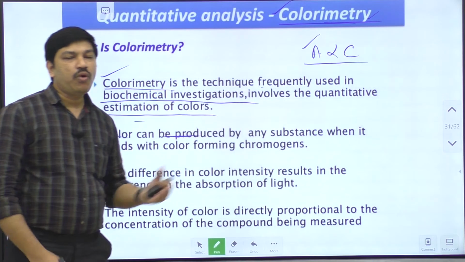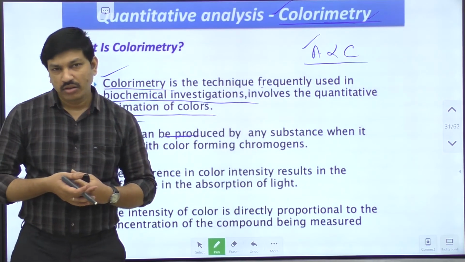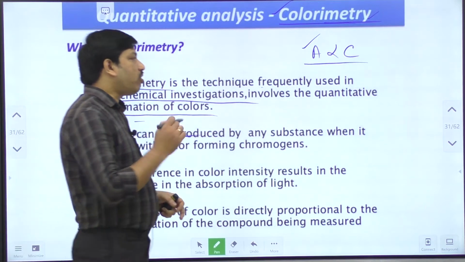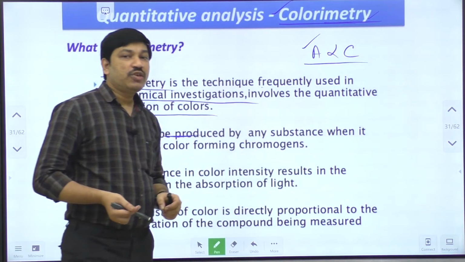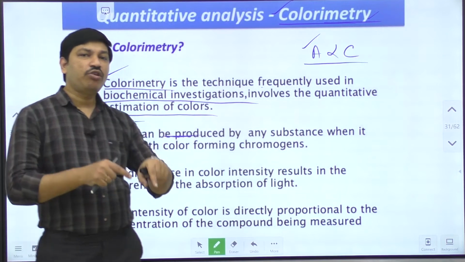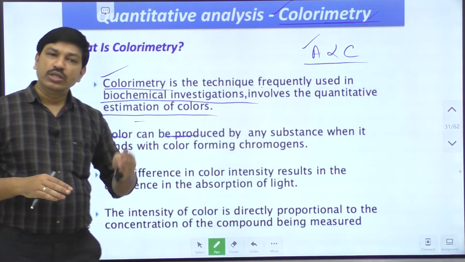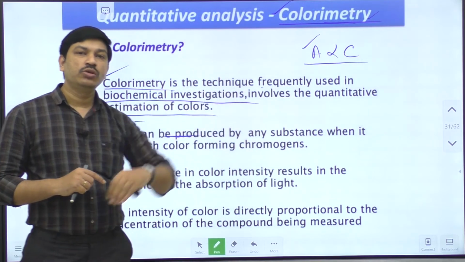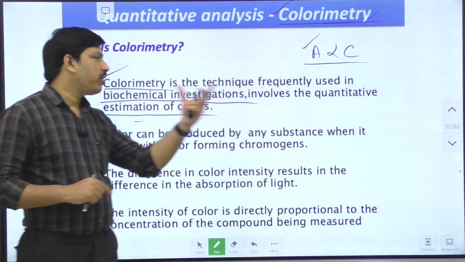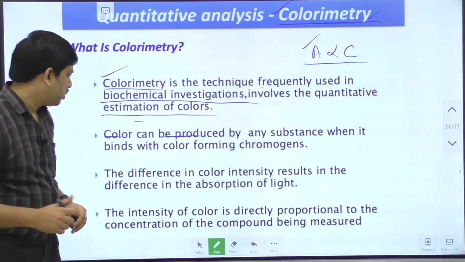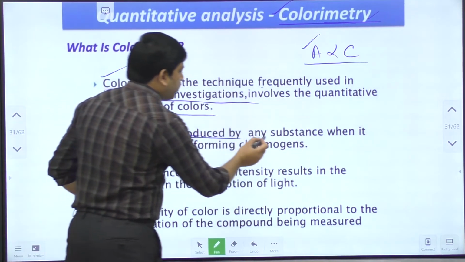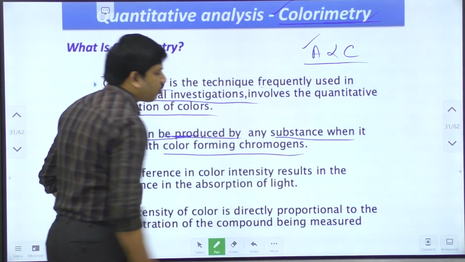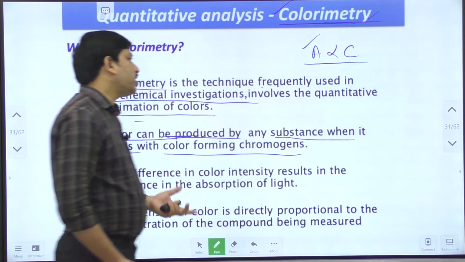And so what type of compounds can exhibit color? Color can be exhibited by any kind of compound, but the condition is that the compound absorbs radiation from the visible region only. If any compound or object absorbs radiation from 400 nanometers to 800 nanometers, definitely that compound can exhibit some particular color. So color can be produced by any substance when it binds with color forming chromogens. Maybe initially there is a colorless compound.